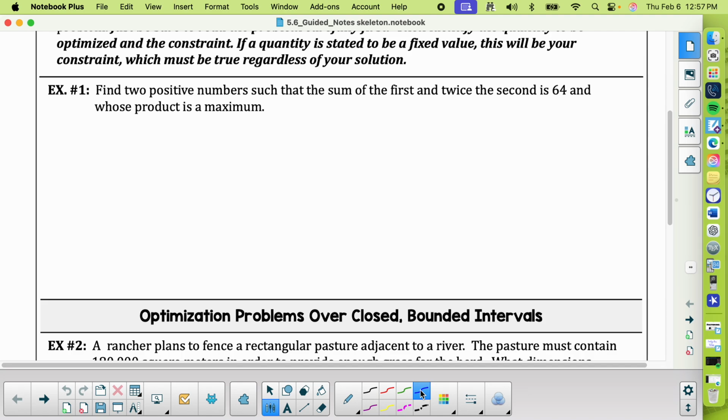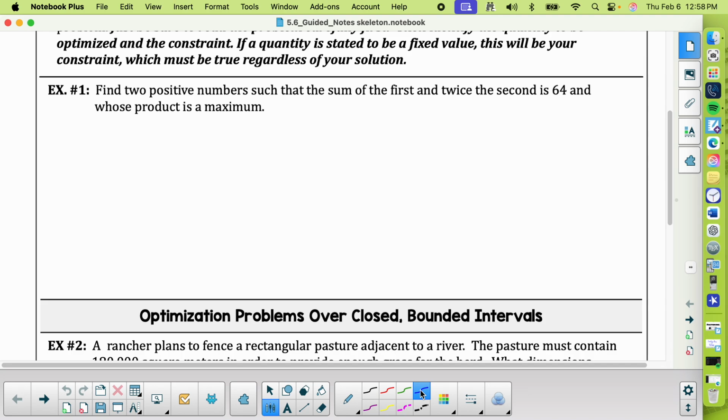Find two positive numbers such that the sum of the first and twice the second is 64, and whose product is a maximum. Optimization. This isn't even a top 10 weird sentence in English. It was just the way I had to read it.